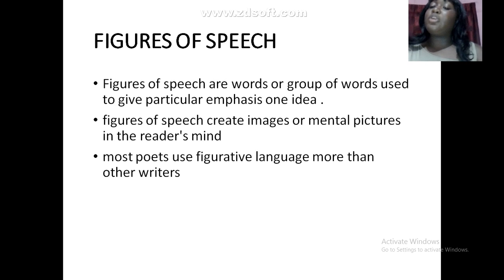So when we're talking about figures of speech, this is what you should know. Okay, so let's make progress. We also said it creates images or mental pictures. Sometimes you read a line or two lines of something and already you have the image of what the writer is talking about. You can see figures of speech in play in that particular sentence. Okay, let's make progress.